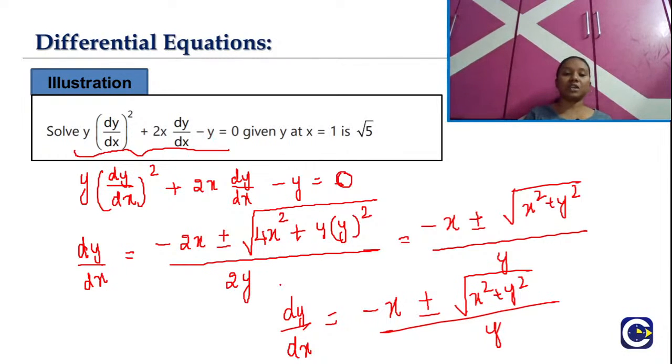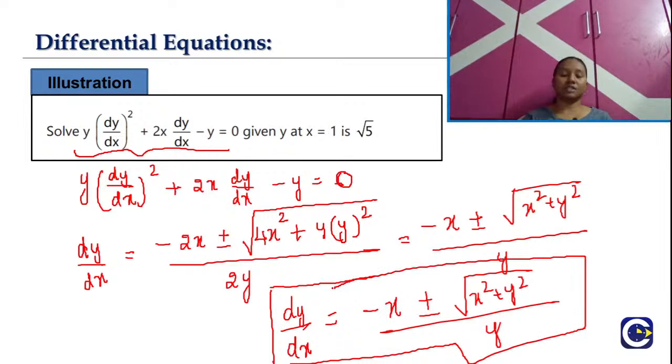So that's why we end up having dy by dx equal to minus x plus or minus root over x square plus y square, divided by y. Now, can you identify whether this derived differential equation, dy by dx, is in the form of a homogeneous equation or not? Have a look and let me know.